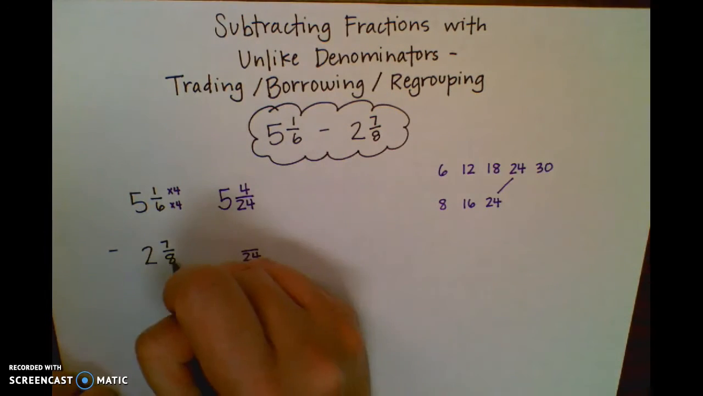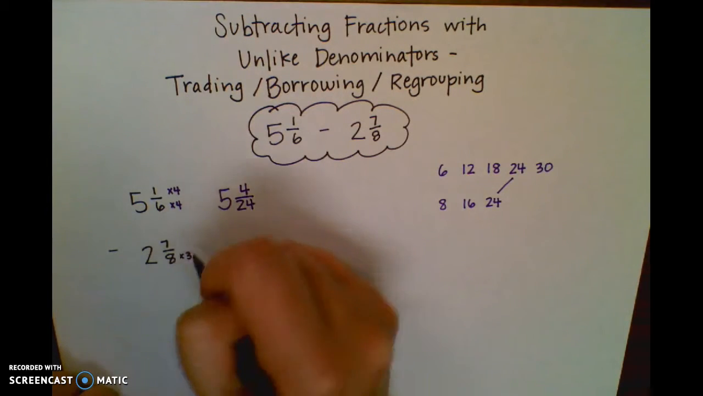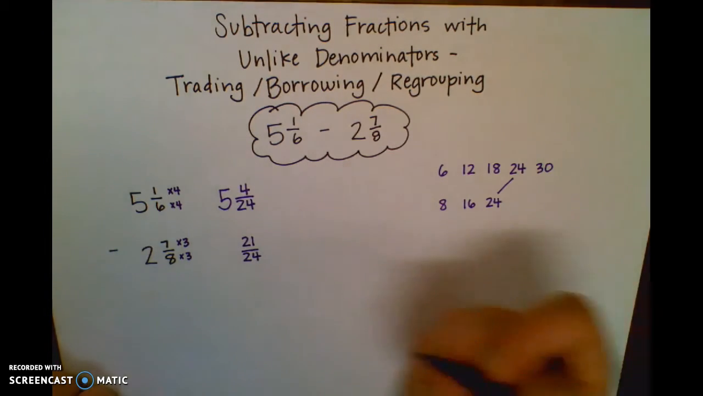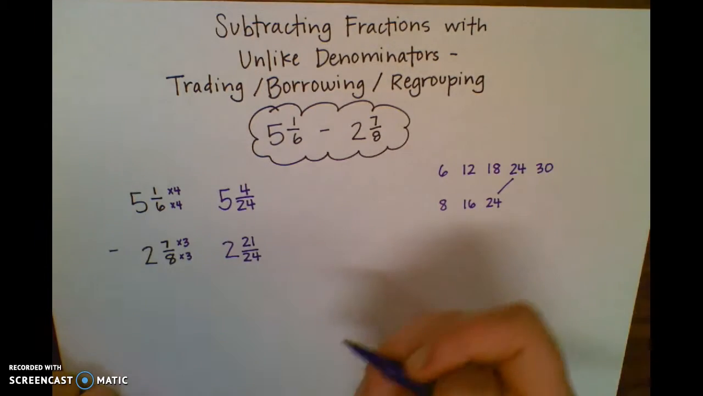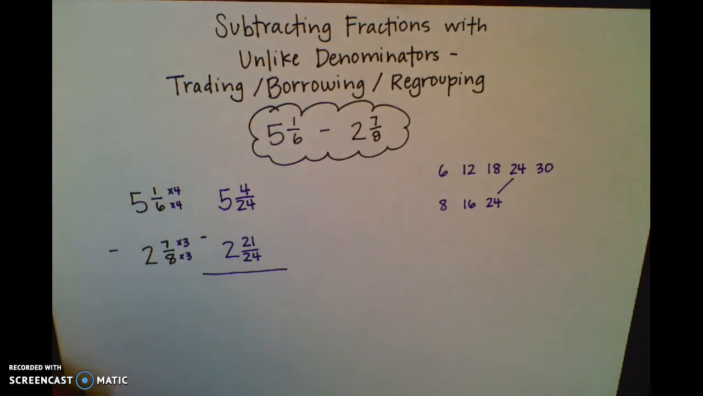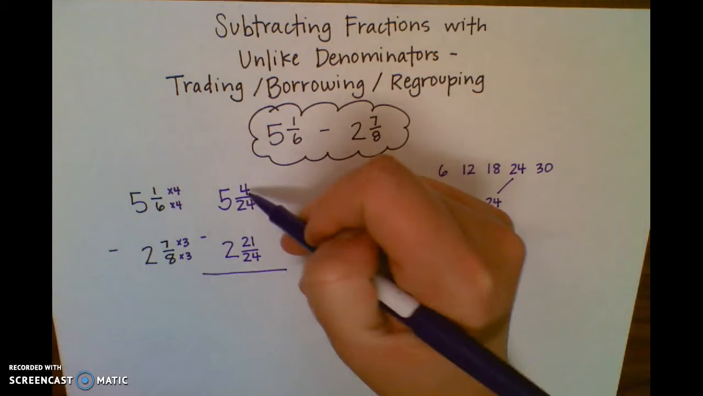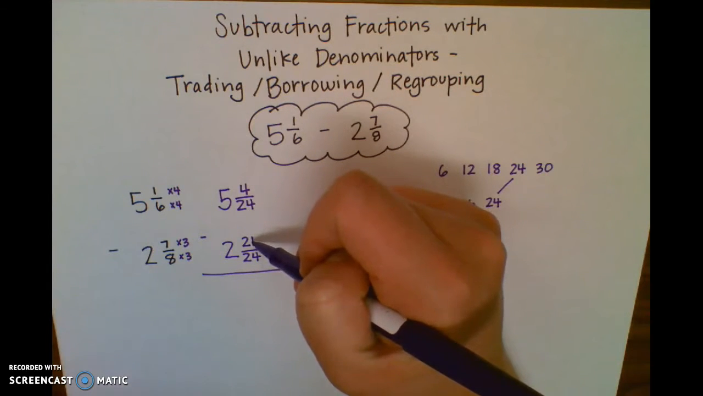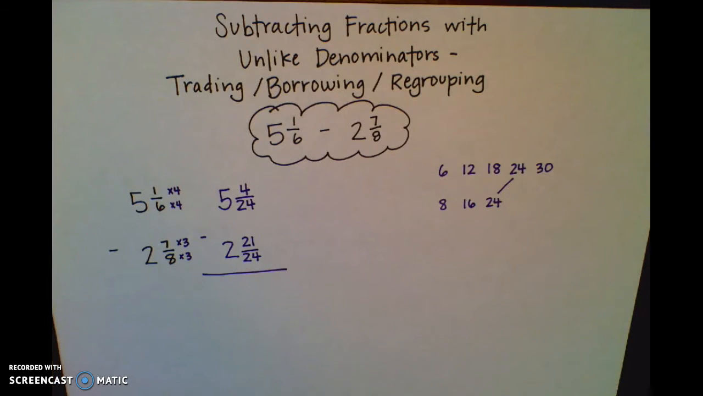And so now to get from 8 to 24, I need to multiply by 3. So do the same to the bottom and the top. 21/24, so I'm going to slide this 2 over. Okay, so now as I look at my subtraction problem, if I have 4/24, I cannot take away 21. So this is where my trading or my regrouping happens.